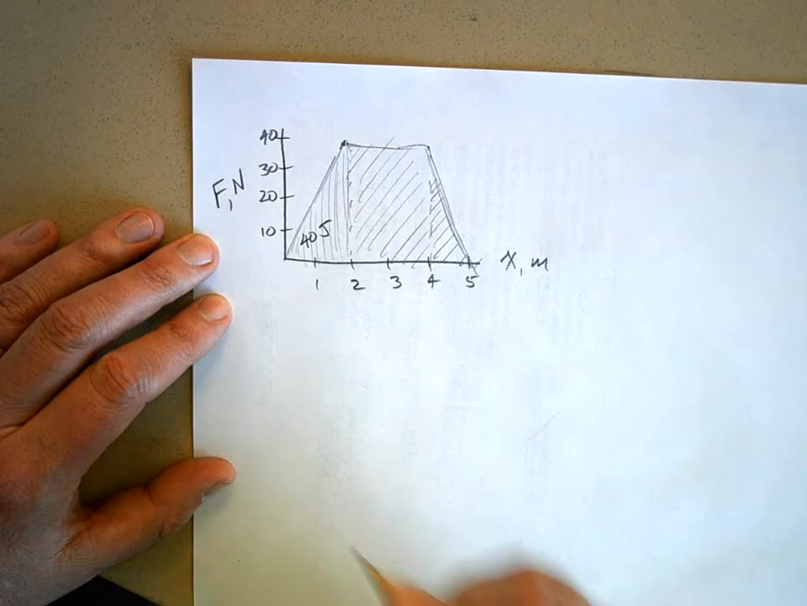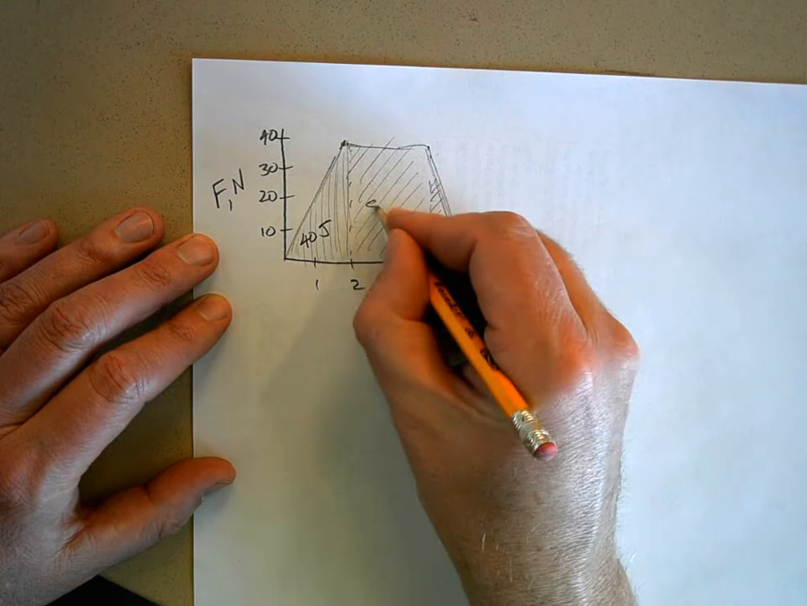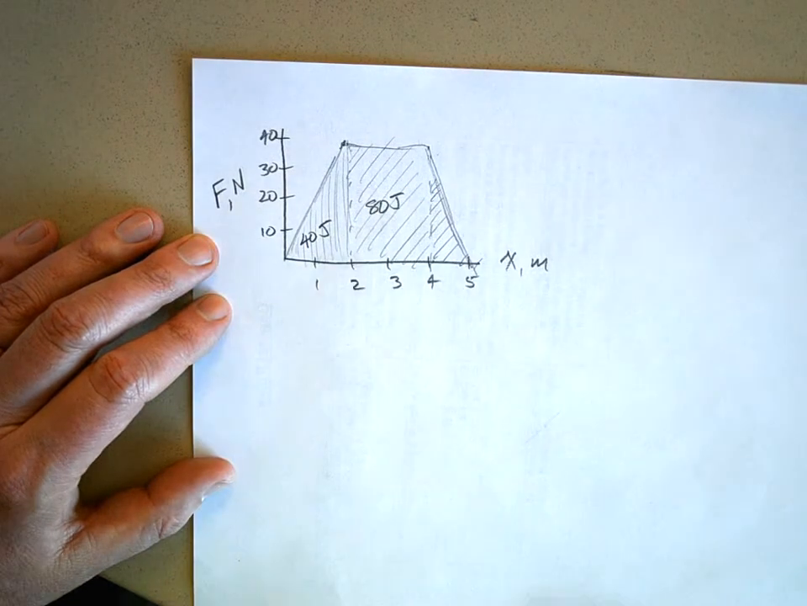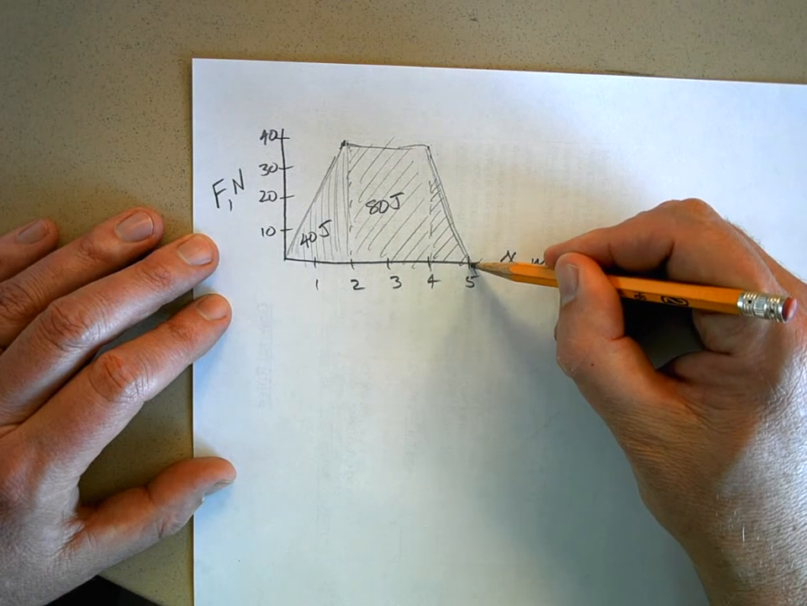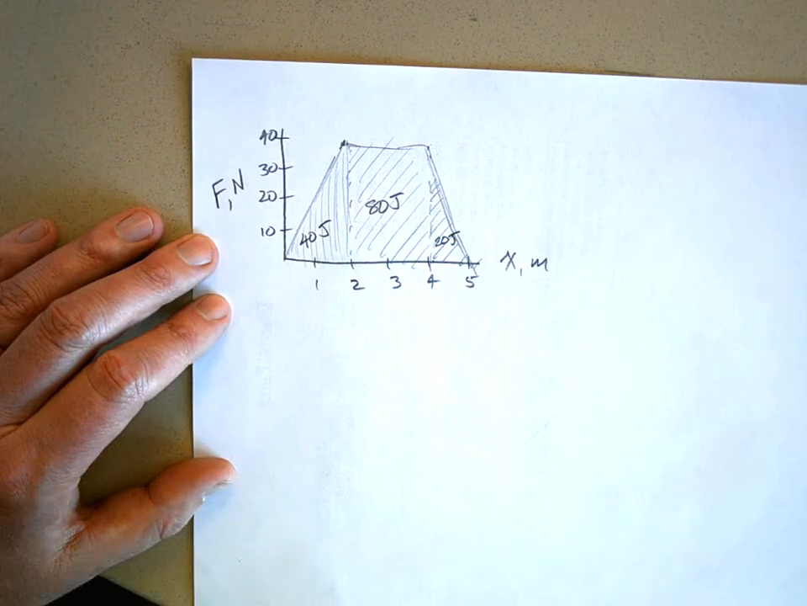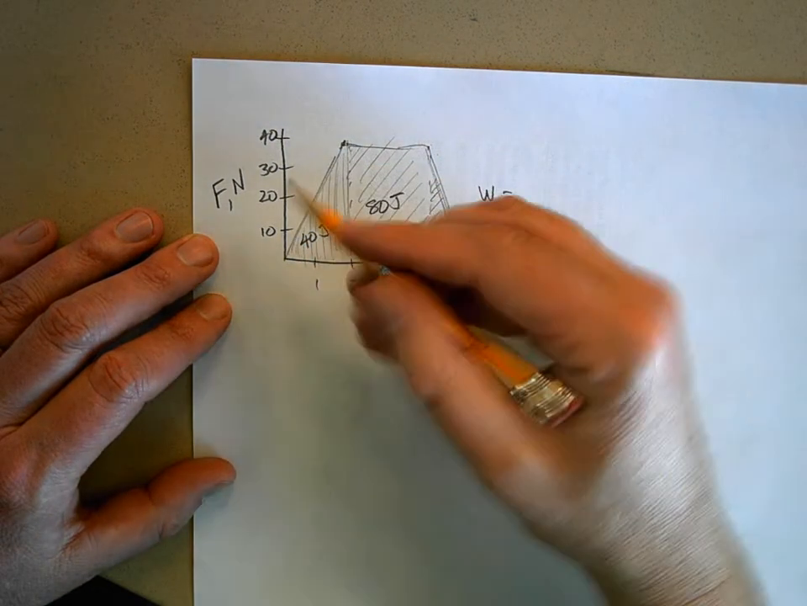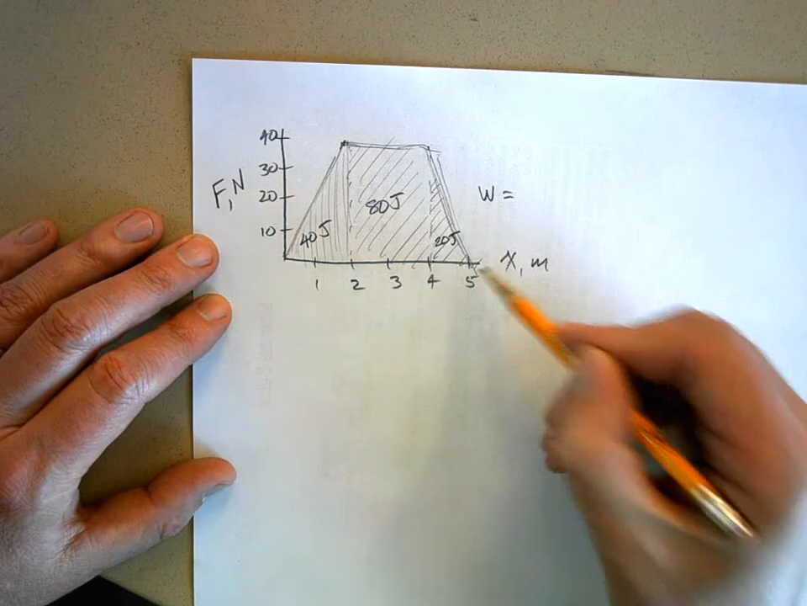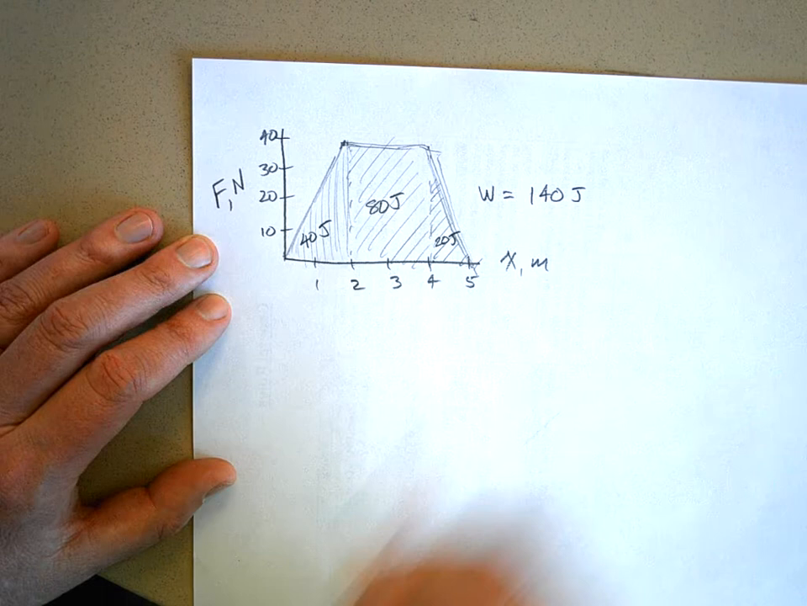40 joules. And what do we got here? 2 times 40. This is 80 joules. And what have we got here? 40 times 1 meter is 40 joules, but then we divide by 2. 20 joules. So how much work was done by this force that varied? Well, 40 plus 80 plus 20, that's 140 joules. Is that right?